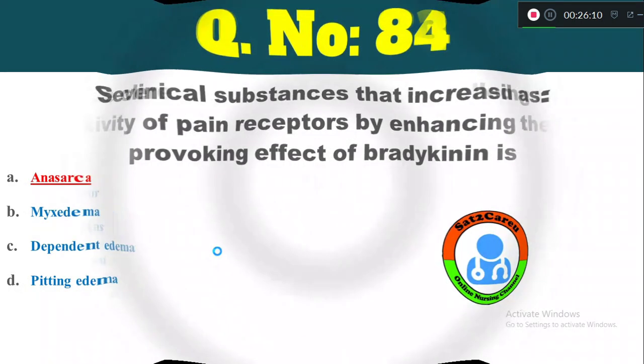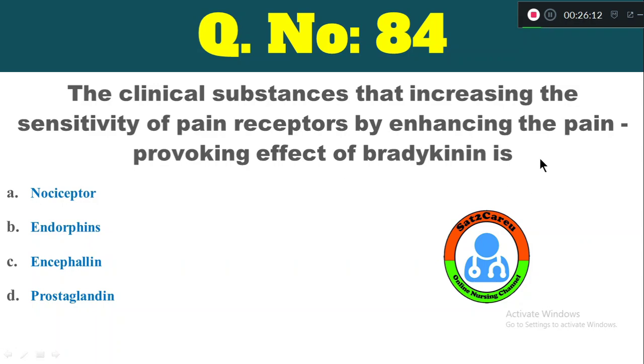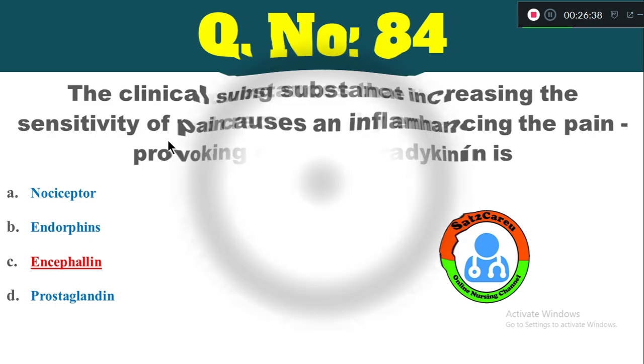Question number 84. The clinical substance that increases the sensitivity of pain receptors by enhancing the pain-provoking effects of bradykinin is option A, nociceptor, B, endorphins, C, enkephalins, option D, prostaglandin. The right answer, option C, enkephalins.